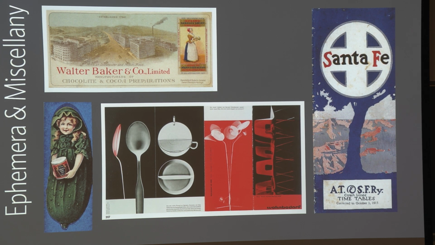My favorite thing below there is the Heinz Pickle Girl. This is a trade card. So if you bought lots of Heinz products, you would be given this little card that was die cut in the form of a pickle. I own one. I think it cost me $2.50. And this was a gift from the company to you for buying their products. And in the middle, a Swiss home goods store from the 1960s. And at right, a Santa Fe railroad schedule from 1915.